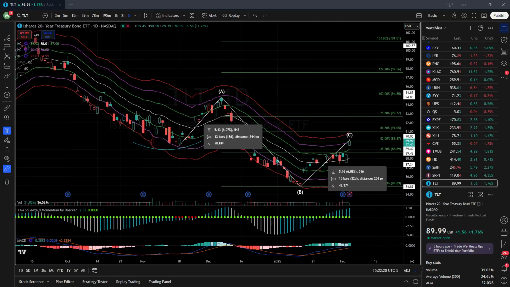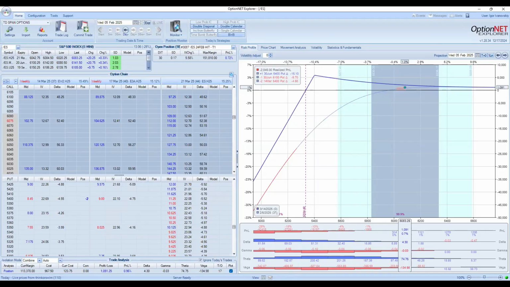So right now, what I'm going to do is shift over to Option Explorer, and we are going to talk about this one position. And this applies not just to this specific trade. It applies to this specific trade style, right? Because a lot of my trades are very similar.